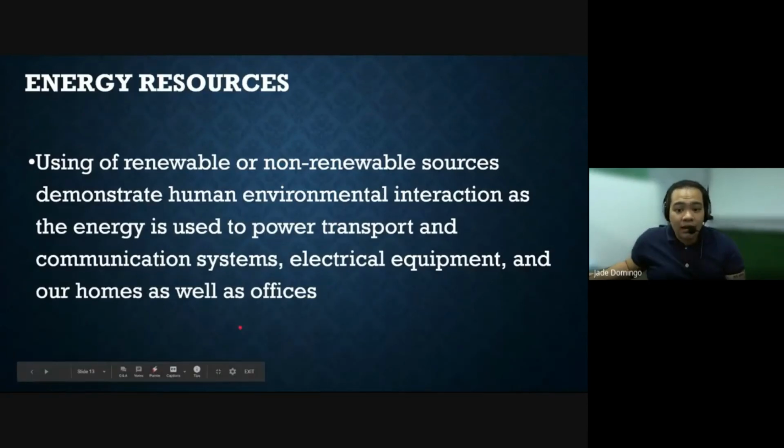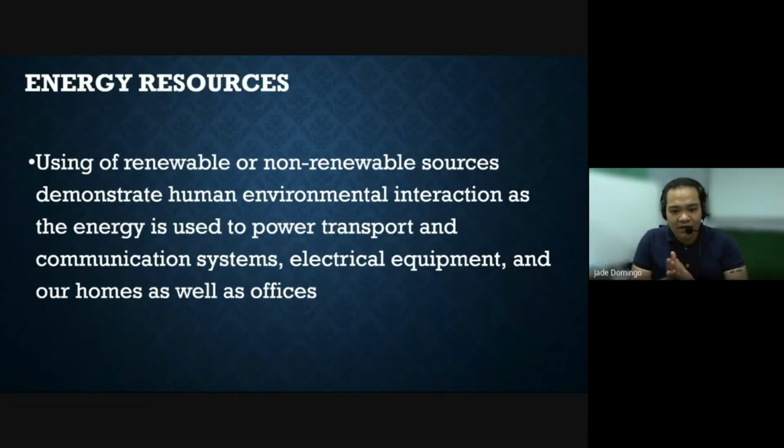Okay, so that's the end of our lesson about human-environment systems. This is the last lesson of our quarter. The next time we see each other for our lesson will be next quarter, the second quarter. We'll be having our exam next week, so I hope that you study well and that you answer all of the questions correctly. Good luck on your exams. That's all for today. I'll see you when I see you.